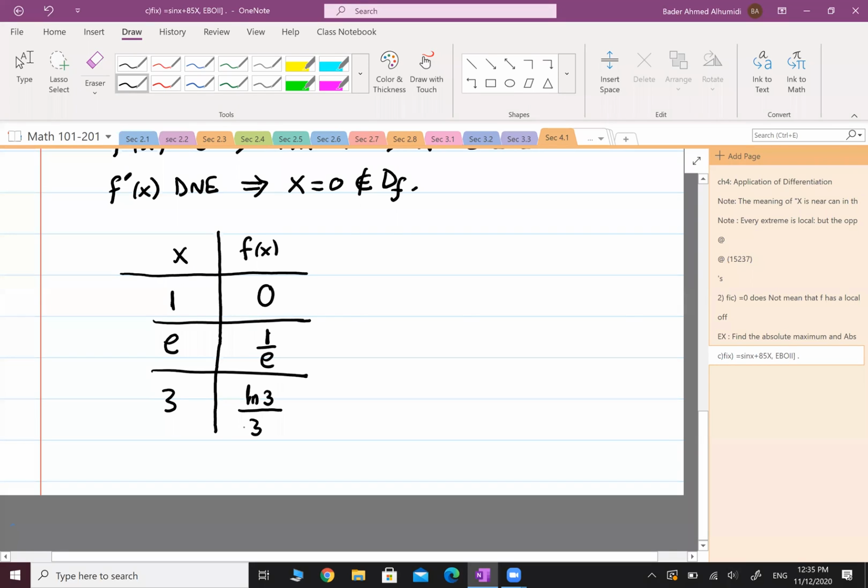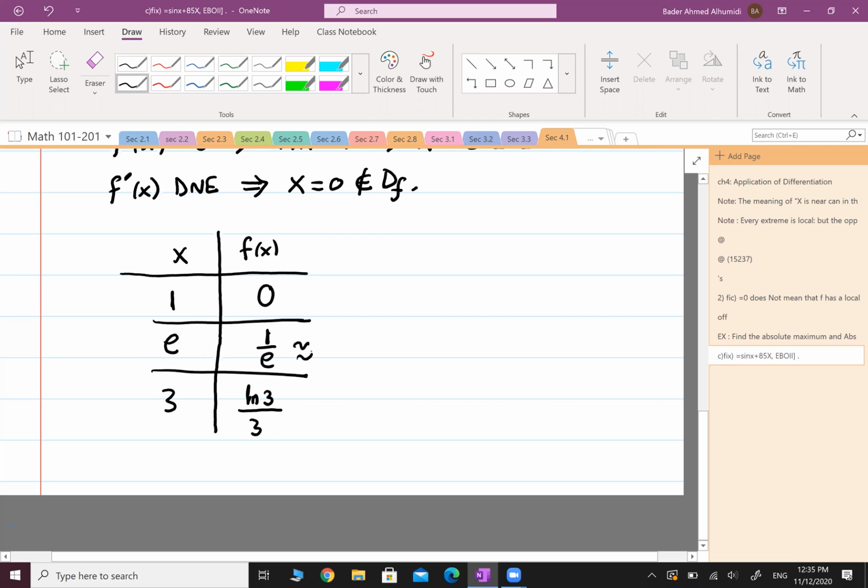I need your help now. Which one is larger? Of course, 0 is the minimum, clear. But which one of them is larger, 1 over e or ln of 3 over 3? What is 1 over e approximately equal to?